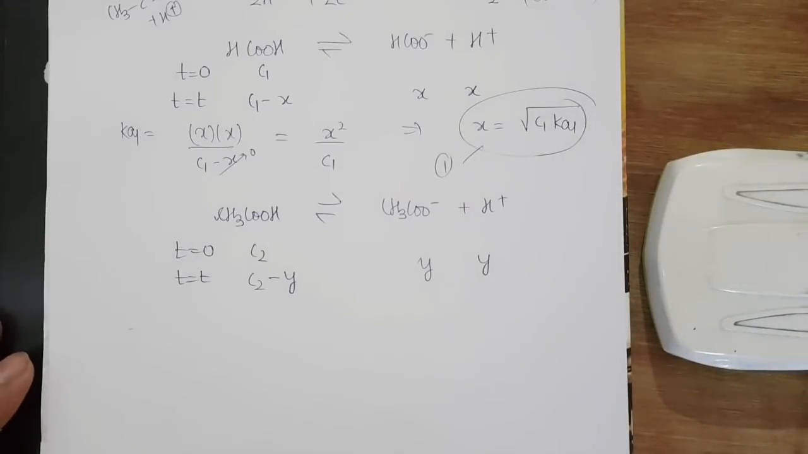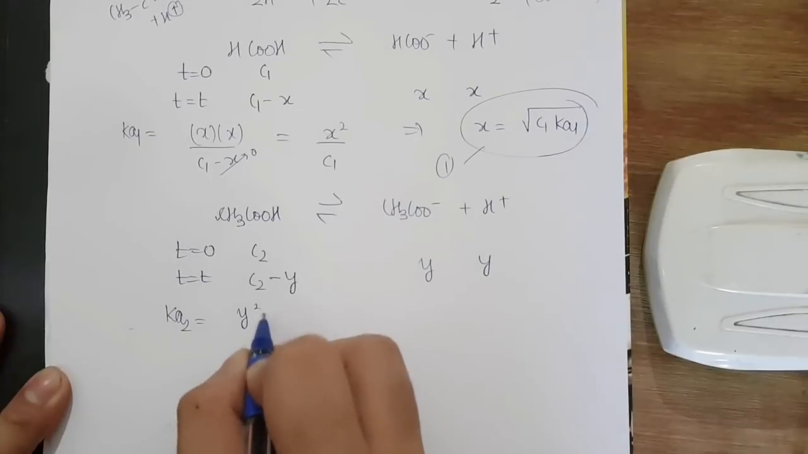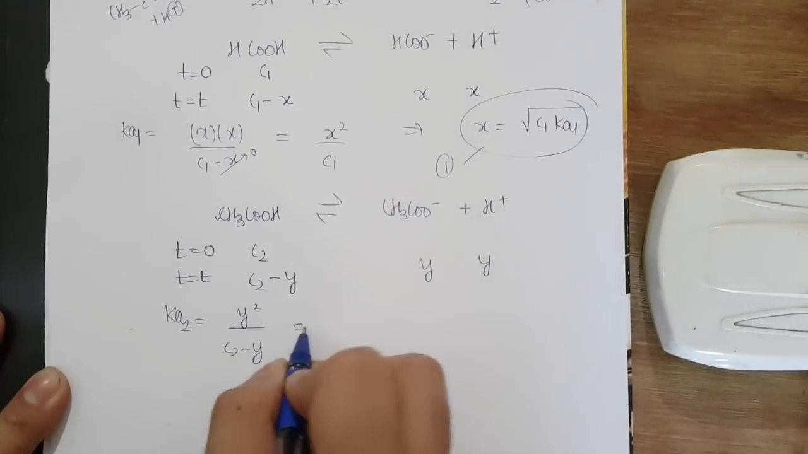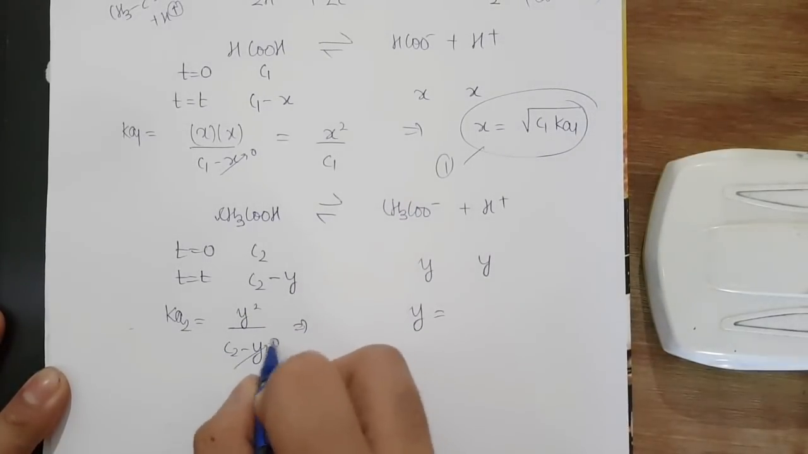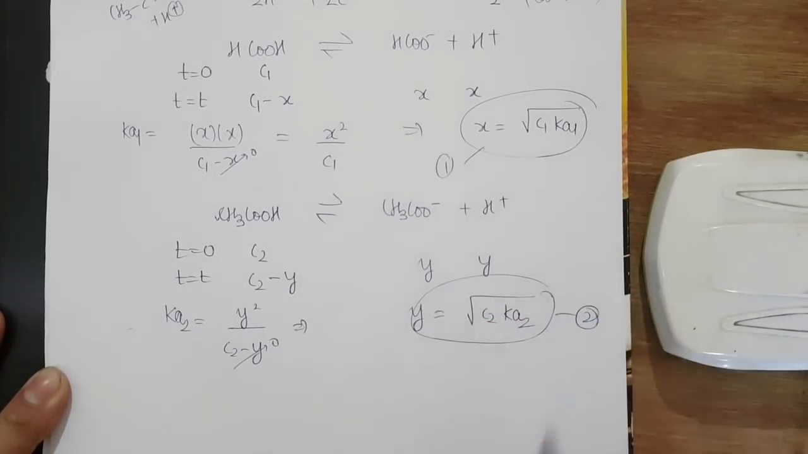Now writing the equation for this, we get the value of Ka2 to be equal to Y square upon C2 minus Y, which implies Y comes out to be equal to the same thing, that is root of C2 Ka2. Let this be the equation number 2.